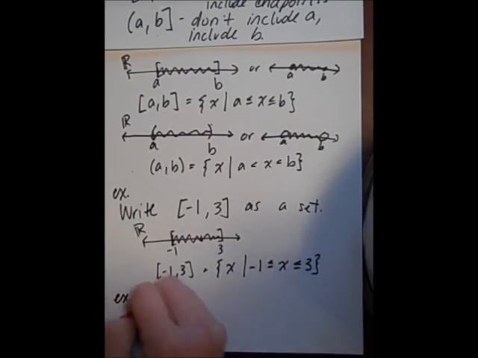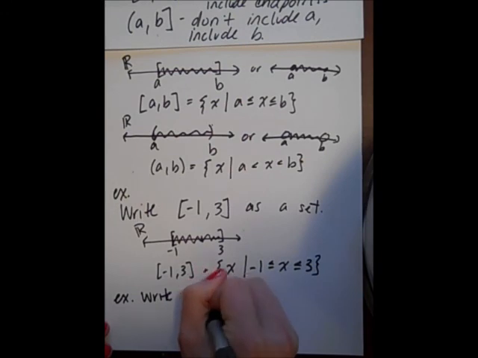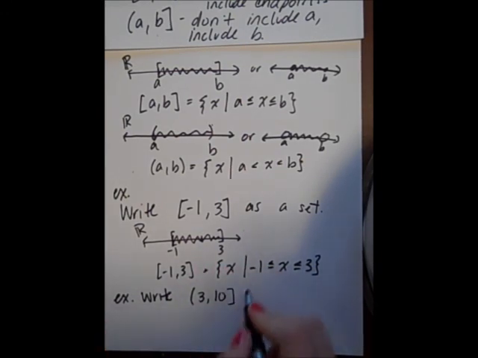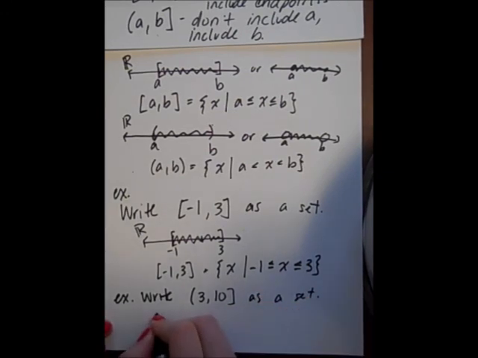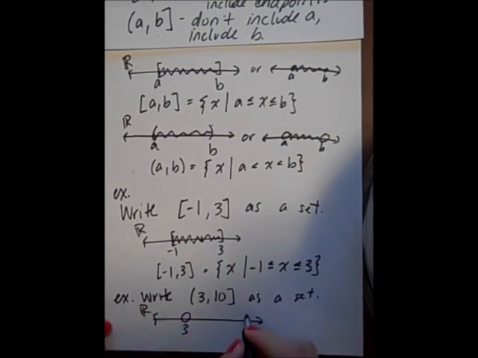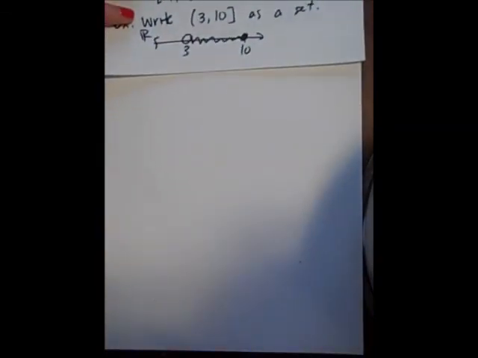Let's do one more of these. Let's write, how about (3, 10]? So open bracket on the 3, close bracket on the 10 as a set. Well, maybe let's draw the picture just so we know exactly what's happening here. So here's my 3. I'm going to put an open dot there so we can use both notations. A closed dot at the 10. And then we're looking at everything between the two. Let me move this up a little bit. Hopefully you can still see that.